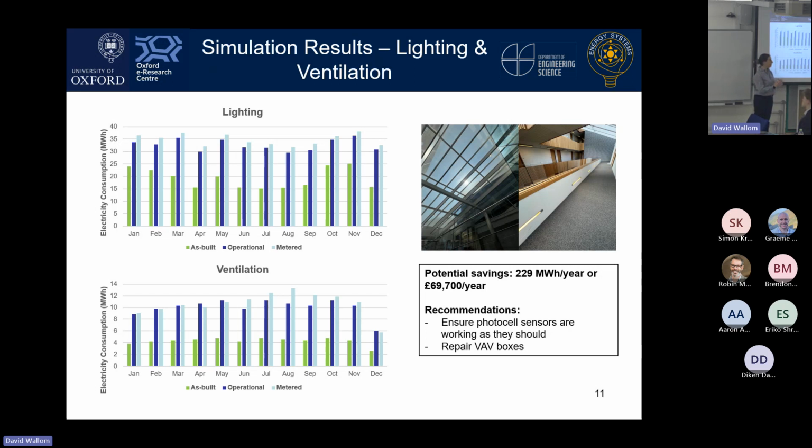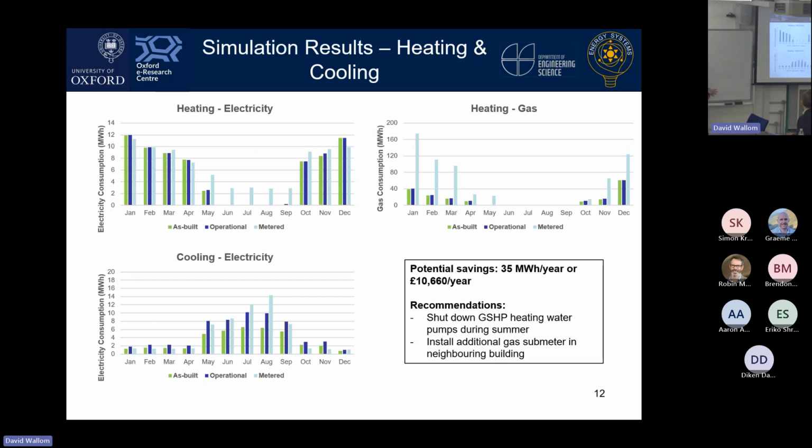Lighting and ventilation combined together, if those equipment are further investigated, this could lead to an energy saving of 230 megawatt hour for the whole year, or almost 70,000 pounds for the whole year for the building. Moving on to heating and cooling, again, there are fewer opportunities for energy savings in that area, but we can still see the heating water pumps functioning during summer. This is additional energy consumption which could be avoided if they're shut down.